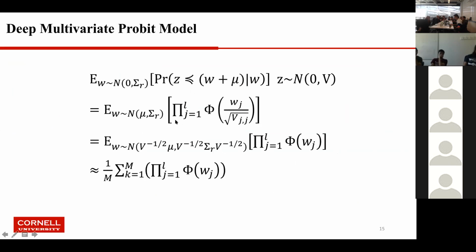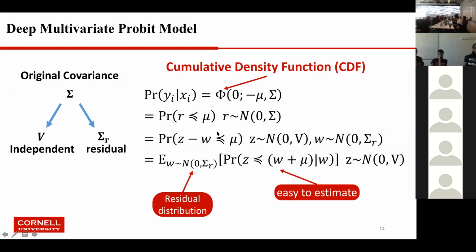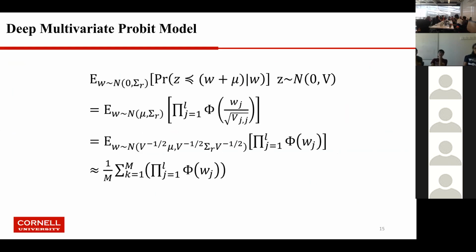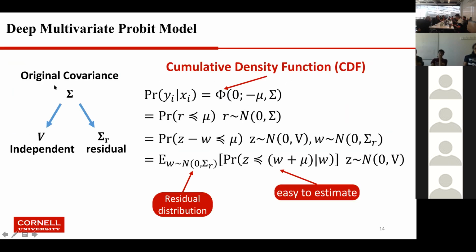So this part can be estimated directly using some quadrature for the one-dimensional Gaussian distribution. Further, why can we do that? Why can we decompose it into an independent covariance matrix and a residual covariance matrix? Because for any covariance matrix sigma, you can decompose it into two parts: a diagonal matrix plus a residual covariance matrix.